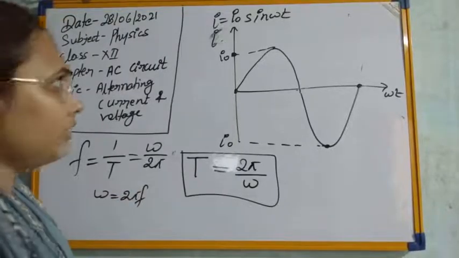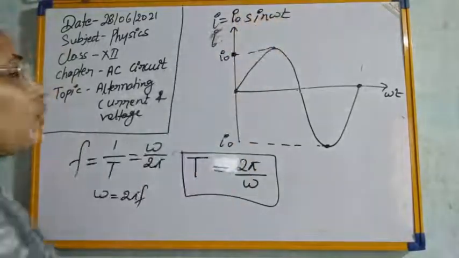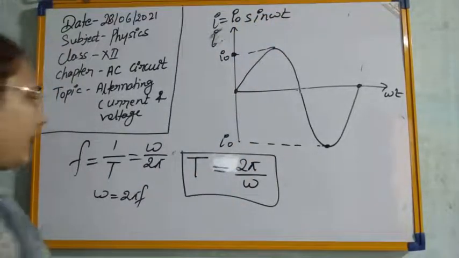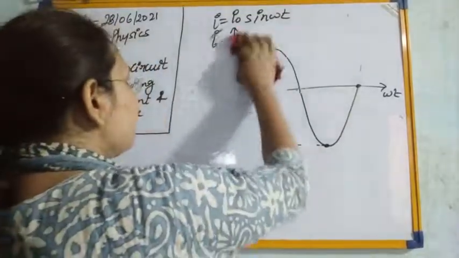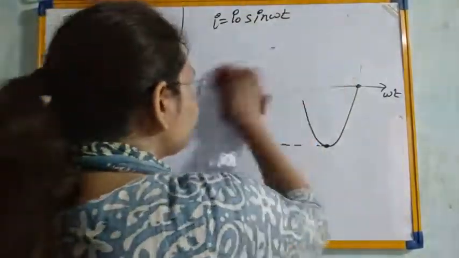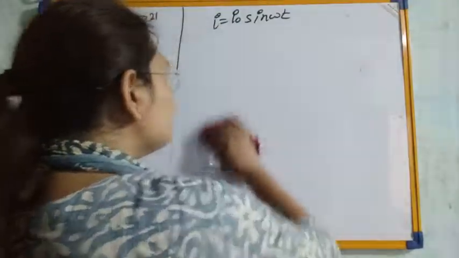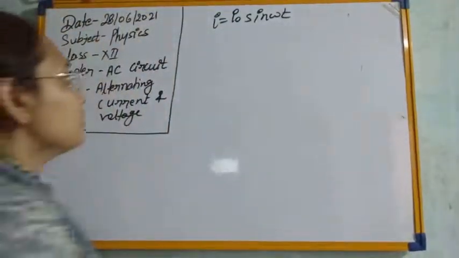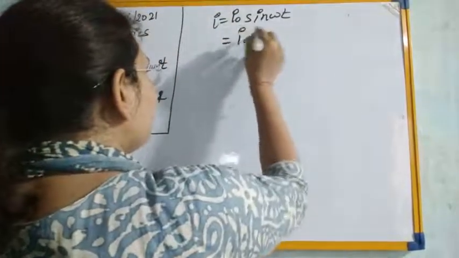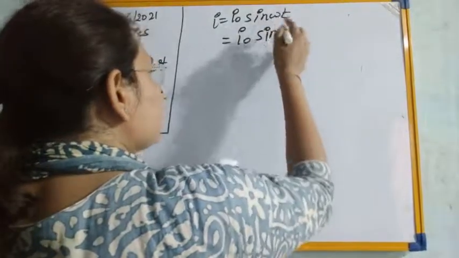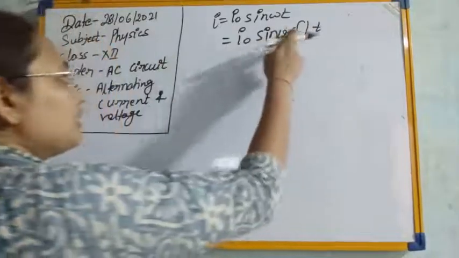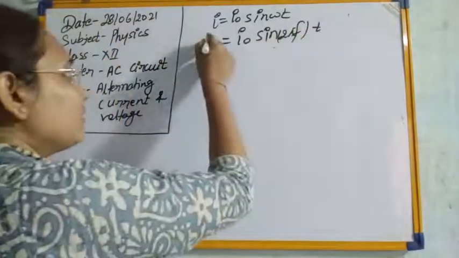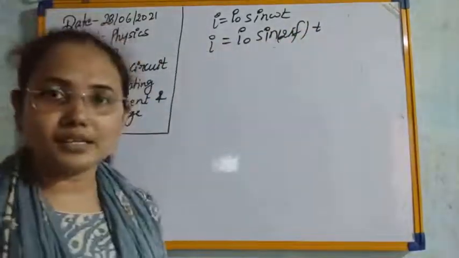Now we can write our formula I0 sin omega t in 3 different ways, and you can use them directly to solve numerical problems later. So let's see that. In place of omega we can write 2 pi f, times t. So in terms of frequency we can write the value of the instantaneous current.